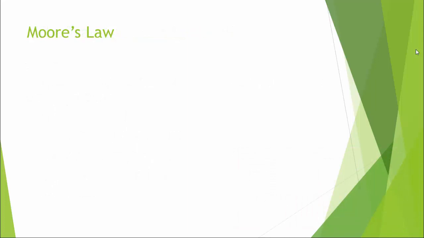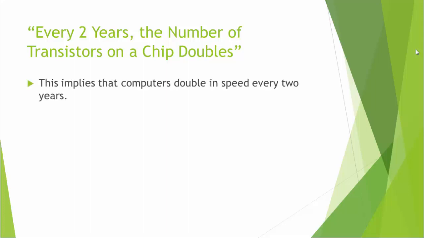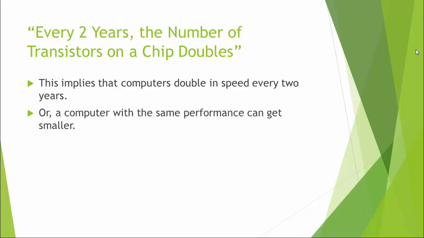Well, the answer lies in this: Moore's law. Moore in the 60s was involved in computer design. Do you know, or have you ever heard of Moore's law? Well, it was essentially this. He made the observation, it's not a real law, it's an observation, that about every 2 years the number of transistors on a chip doubles. And this implies that computers double in speed every 2 years, or double in power every 2 years. Or it implies that a computer with the same performance can be roughly half the size after a 2-year period.